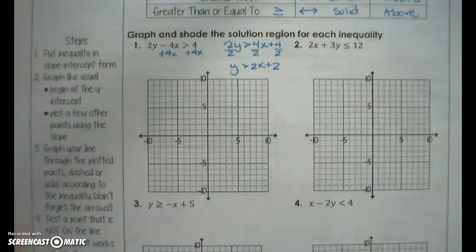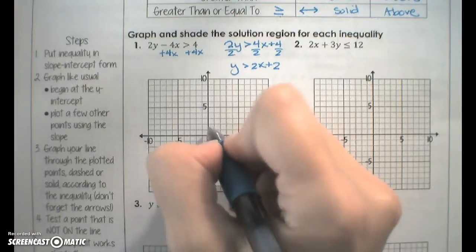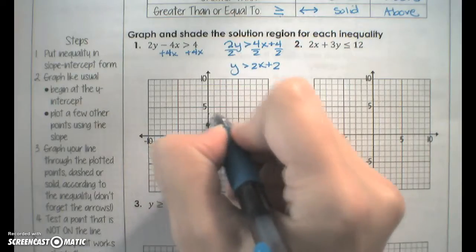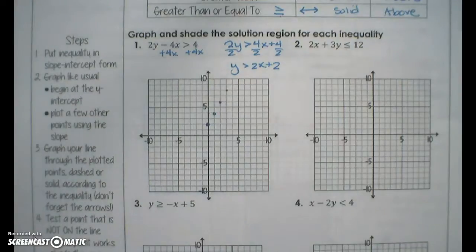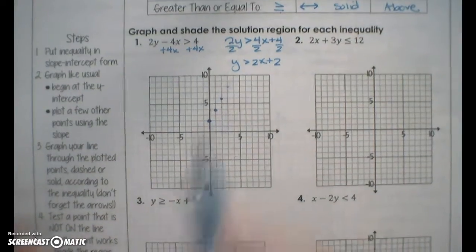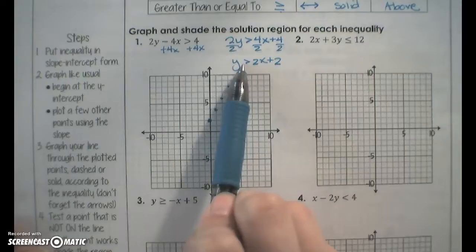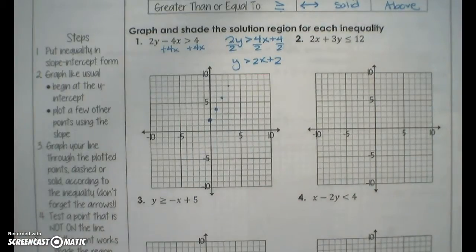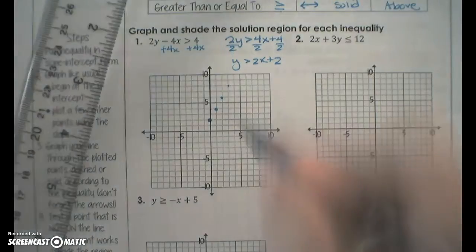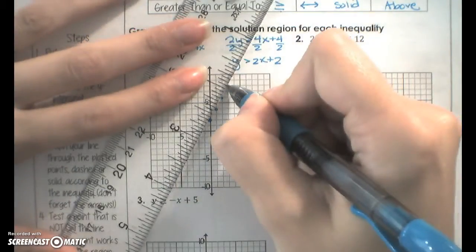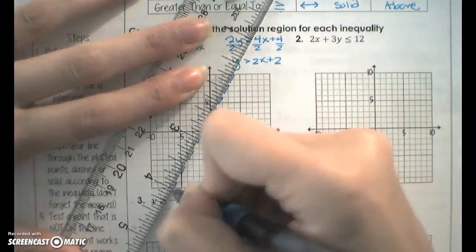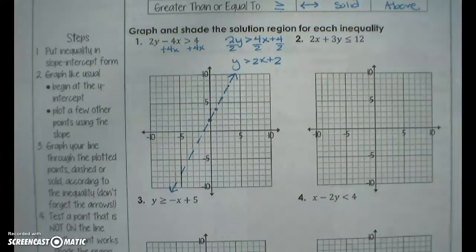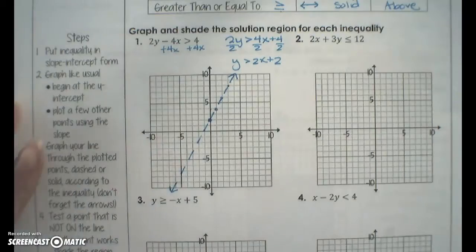Okay, so we're going to start by putting a dot at 2, and we're going to go up 2 over 1, up 2 over 1, up 2 over 1. Are we solid or dotted? Well, for this one, since we're just greater than, we're going to be dotted or dashed because it's not equal to. So let's go ahead and make a dotted line and continue that line all the way through the entire graph with arrows at the ends.